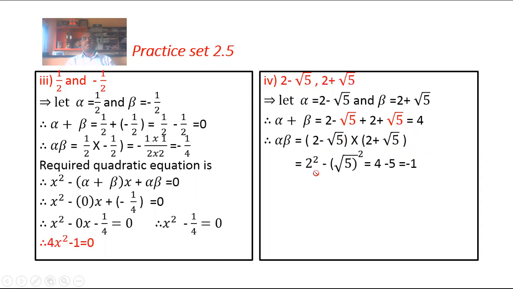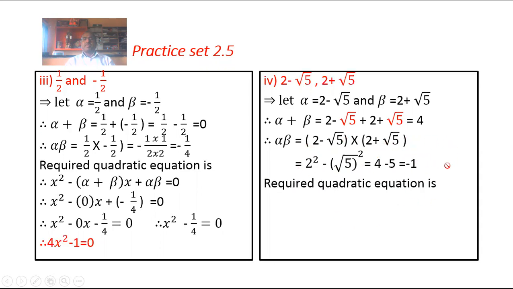Alpha into beta is equal to 2 square minus root 5 square. 2 square is 4, minus square root 5 square is 5. 4 minus 5 is equal to minus 1. Alpha into beta is equal to minus 1.